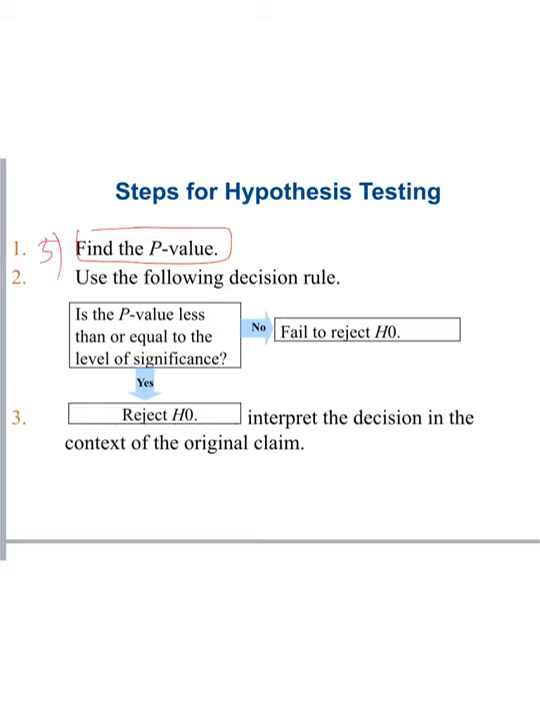Use the following decision rule. Is the p-value less than or equal to the level of significance alpha? If yes, reject null, and interpret the decision in the context of the original claim. If no, fail to reject null.